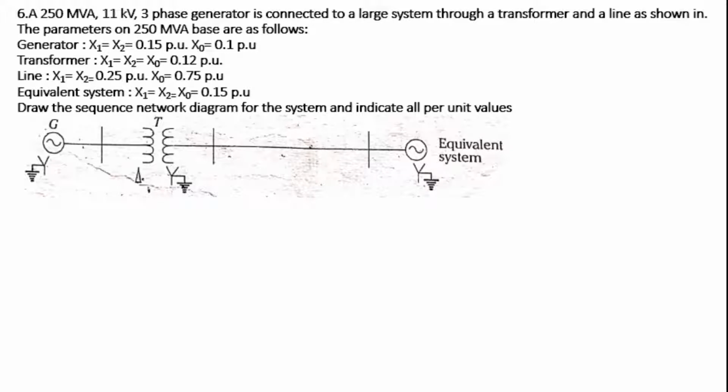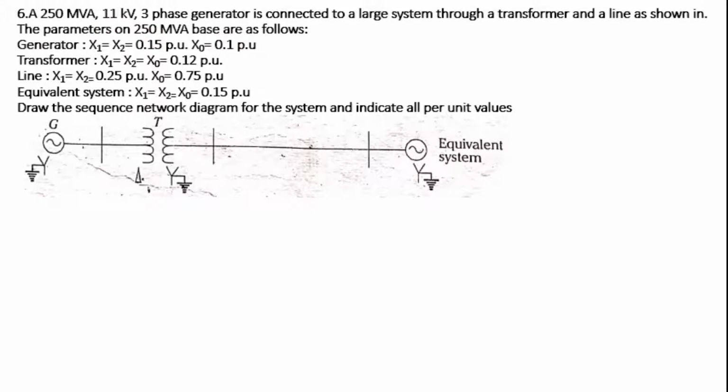Now let us solve some numericals based on these sequence networks and sequence impedances. The problem is like this. There is a 250 MVA, 11 kV, three-phase generator connected to a large system through a transformer and transmission line. The parameters on 250 MVA base are as follows.